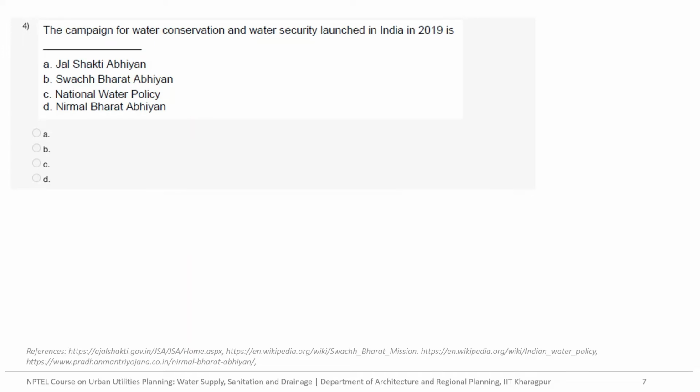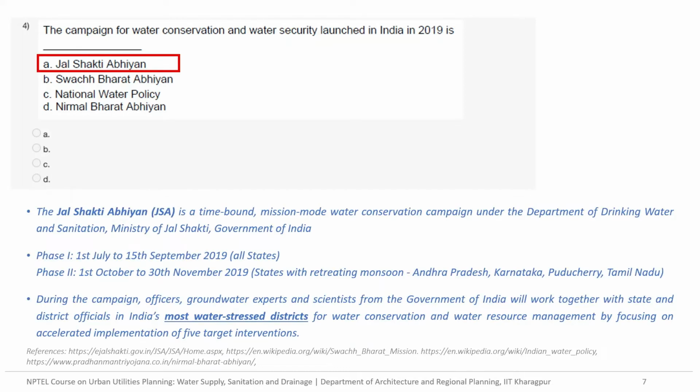The next question. The campaign for water conservation and water security launched in India in 2019 is A, Jal Shakti Abhiyan, B, Swachh Bharat Abhiyan, C, National Water Policy, or D, Nirmal Bharat Abhiyan. So the answer is A, Jal Shakti Abhiyan. It is a time-bound mission mode water conservation campaign under the Department of Drinking Water and Sanitation, Ministry of Jal Shakti, Government of India.